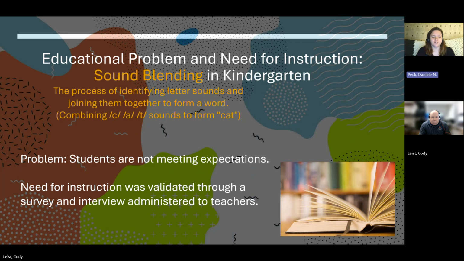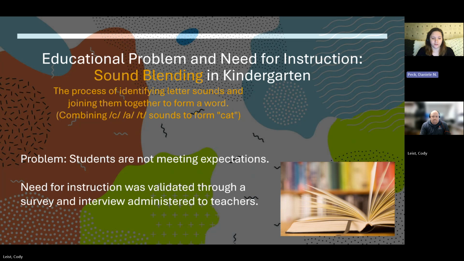The problem is students are not meeting expectations. The need for instruction was validated through a survey and an interview administered to teachers. So right now, students are instructed daily on the process of sound blending, and they are expected to confidently use sound blending by the third quarter.